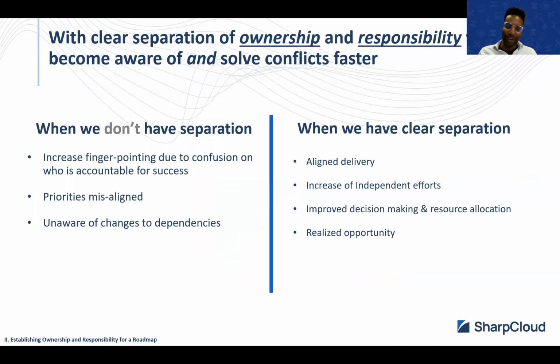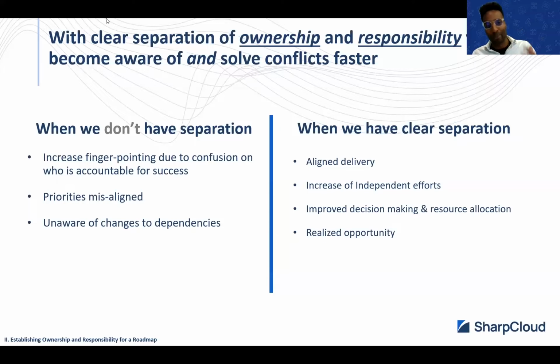Right. So what we're going to get into now is this key element, and that is this separation of ownership and responsibility. And what this clear separation does is allow us to become aware of conflicts and solve them fast. So, of course, when we don't have separation, you get the classic, it was on them, that was actually supposed to be on that team. That wasn't us. And things just kind of fall to pieces because no one is really sure of, okay, I'm held accountable for this item's success, for example.